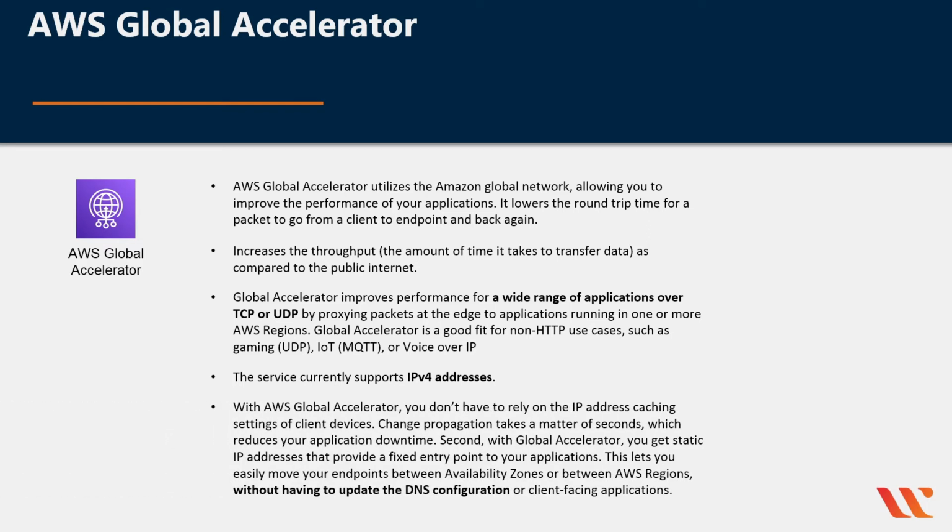With AWS Global Accelerator, you don't have to rely on the IP address caching settings of client devices. Change propagation takes a matter of seconds, which reduces your application downtime. Second, with Global Accelerator, you get static IP addresses that provide a fixed entry point to your applications. This lets you easily move your endpoints between availability zones or between AWS regions without having to update the DNS configuration or client-facing applications. Let's take a look at AWS Global Accelerator.